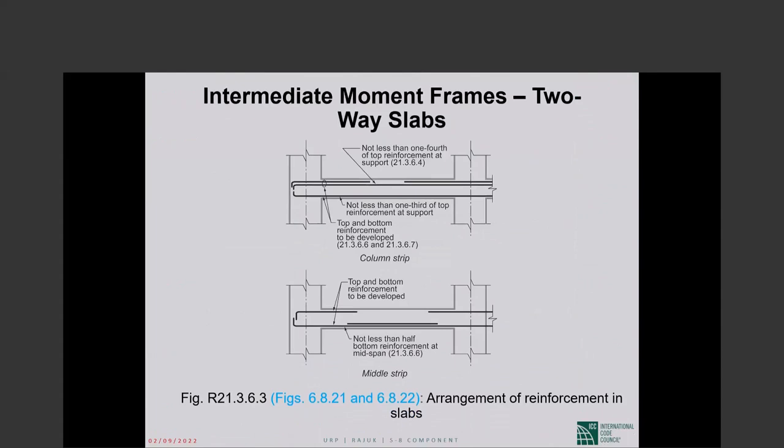Additional detailing requirements. We are talking about intermediate moment frames consisting of flat plates and columns. So this is the column strip of the slab. Not less than 1/4 of the top reinforcement at the support must be continuous. And when we say at the support, it is the larger amount at the two supports.